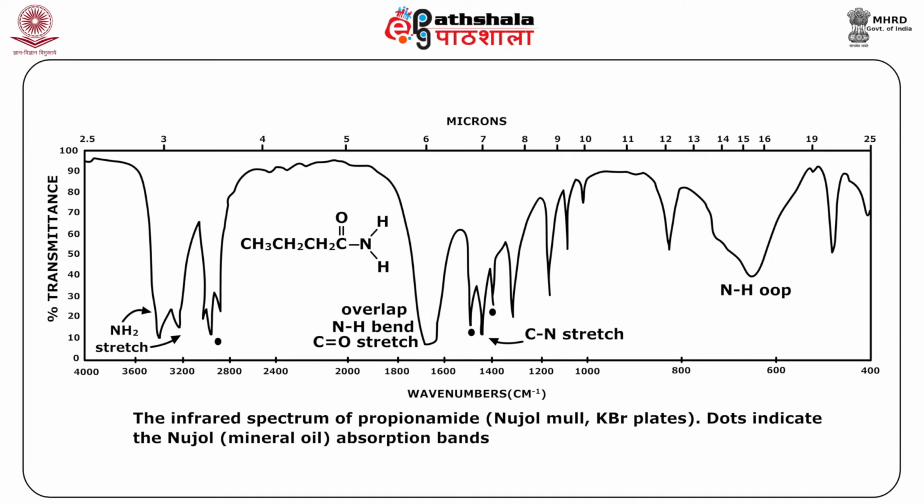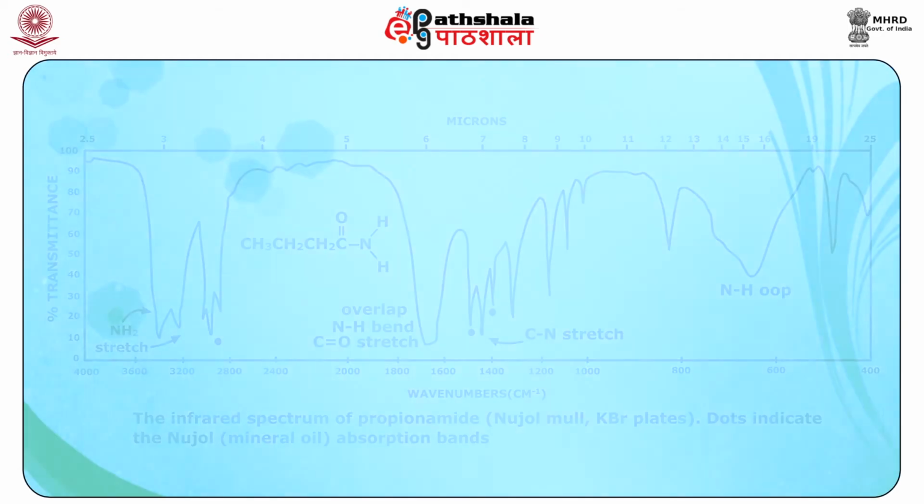Now this figure belongs to the infrared spectrum of propionamide done in Nujol mull or KBr plates. Here the dots indicate the Nujol, which is a mineral oil, and its absorption bands, and you can clearly see the CO stretching bands and the amide 1 and the amide 2 bands.